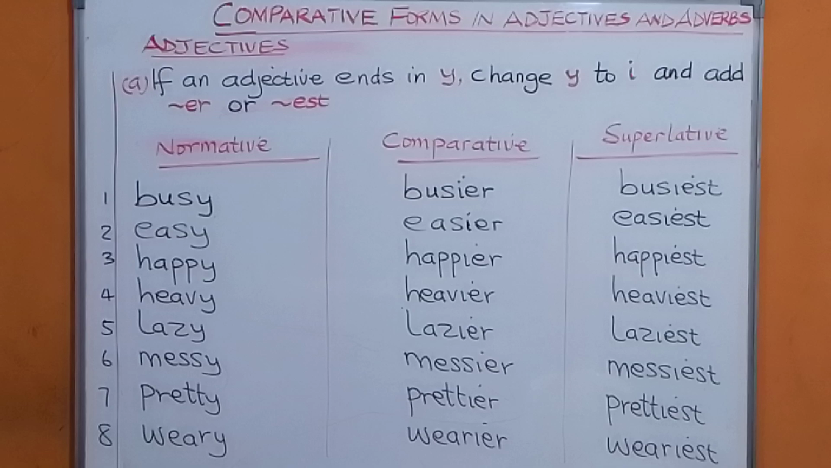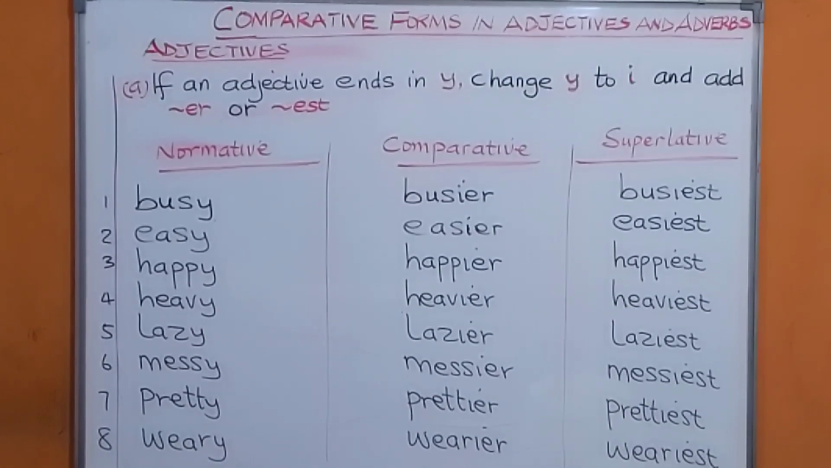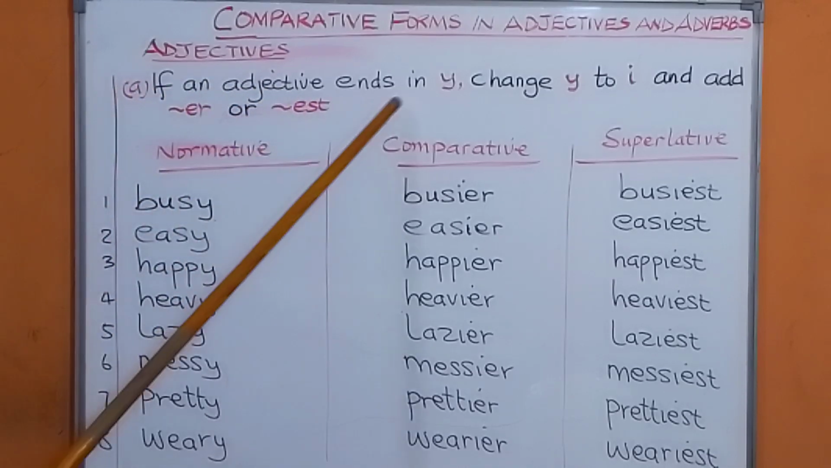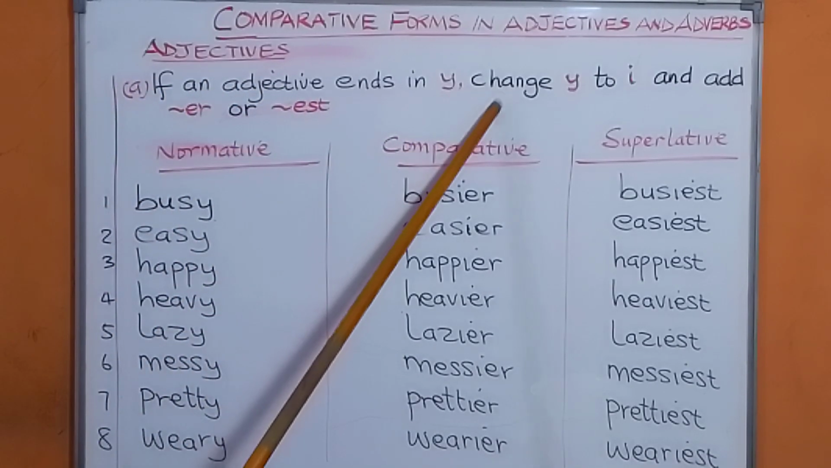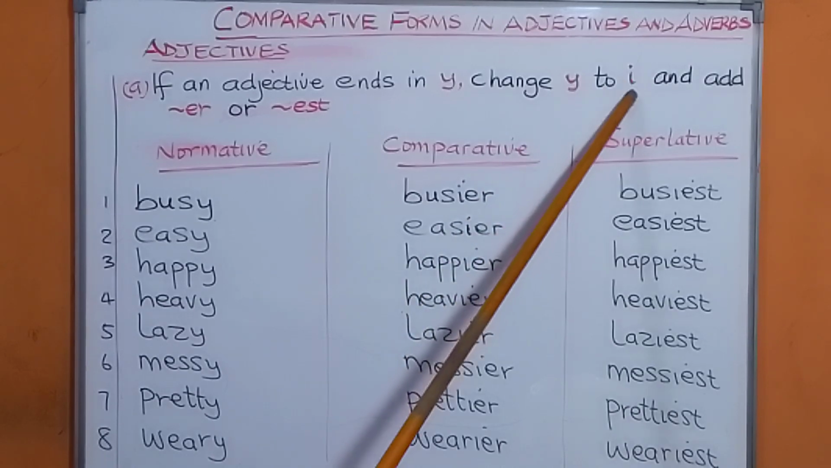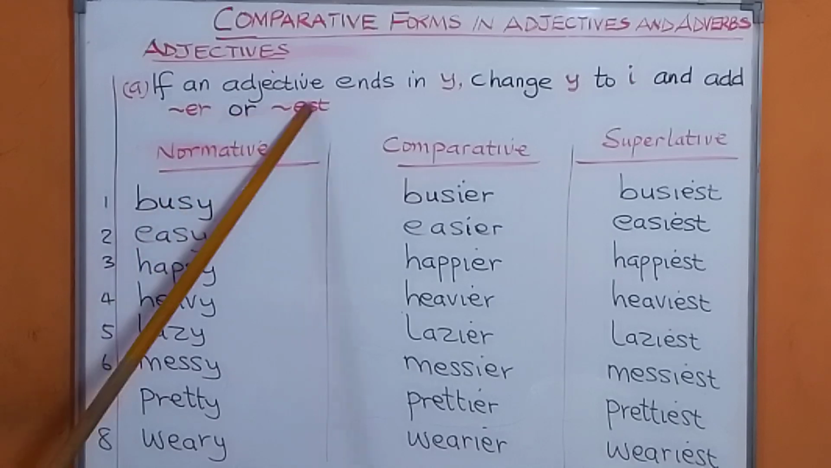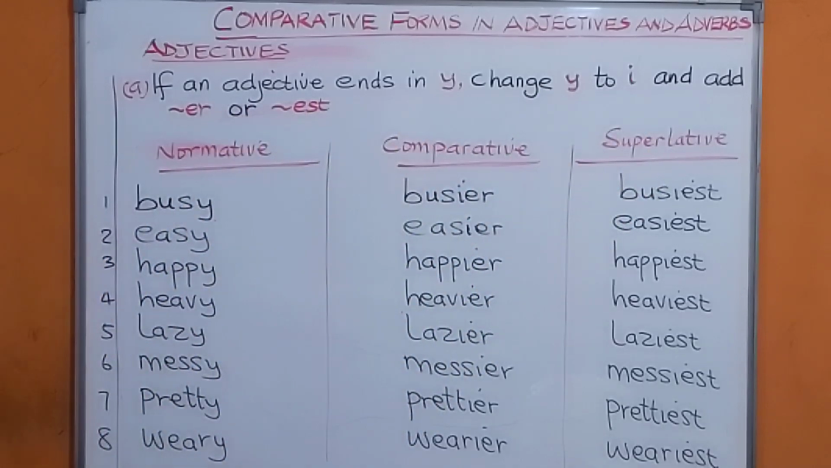Let me say it again very clearly. If the adjective ends in Y, change the letter Y to I and add ER if it's comparative or EST if it's superlative.